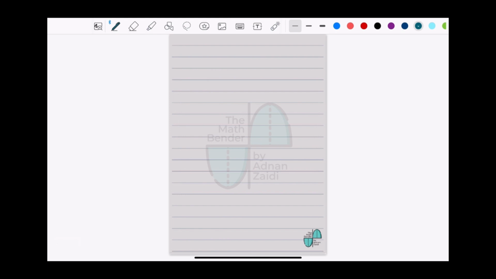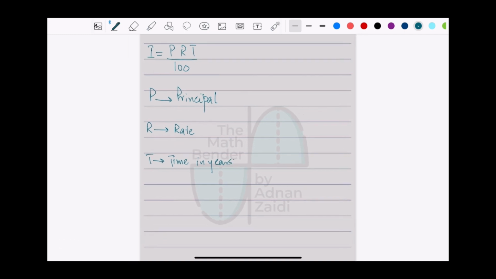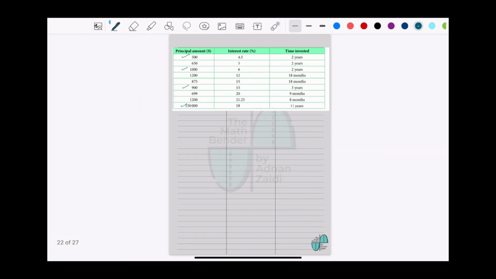So interest I is equal to P R T over 100, where P represents the principal amount. Principal amount is the amount that you take a loan of or you are about to give as a loan to someone. R is the rate, that is in percentages. T is the time, in years. So in order to find the amount of interest charged over a period of time, it is PRT over 100. Let's look at some questions to get a clear idea of what that is.